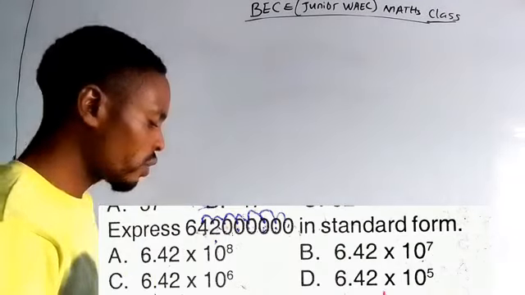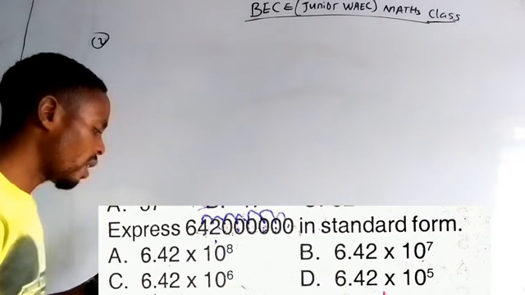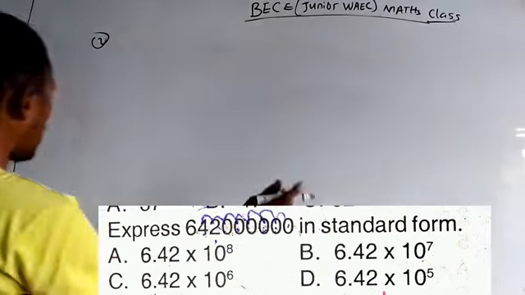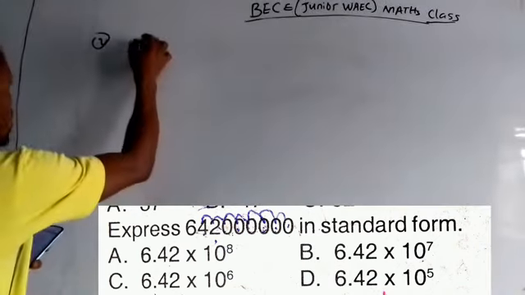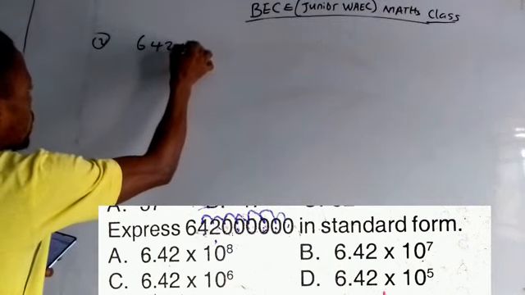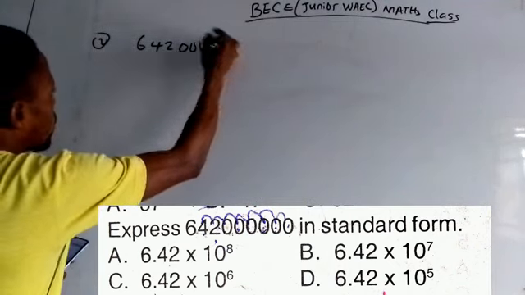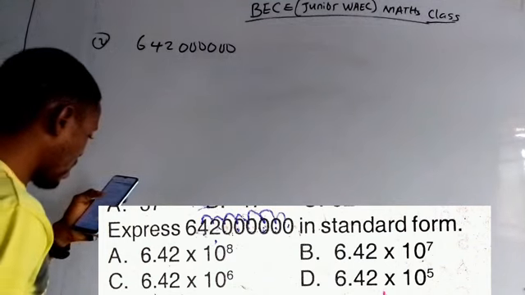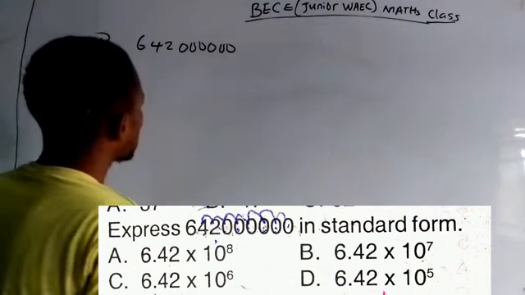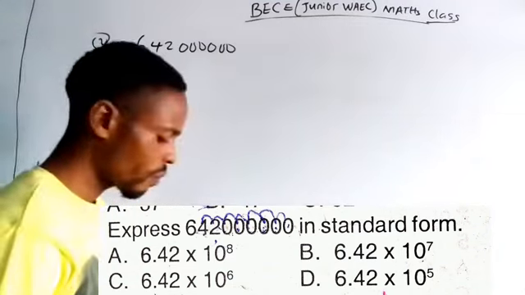So in the second question today, we have to express, you can see you have this on the screen, right? You have to express 642 followed by zeros, that is how many zeros there? That is 6 zeros, right? We want to express this in standard form.